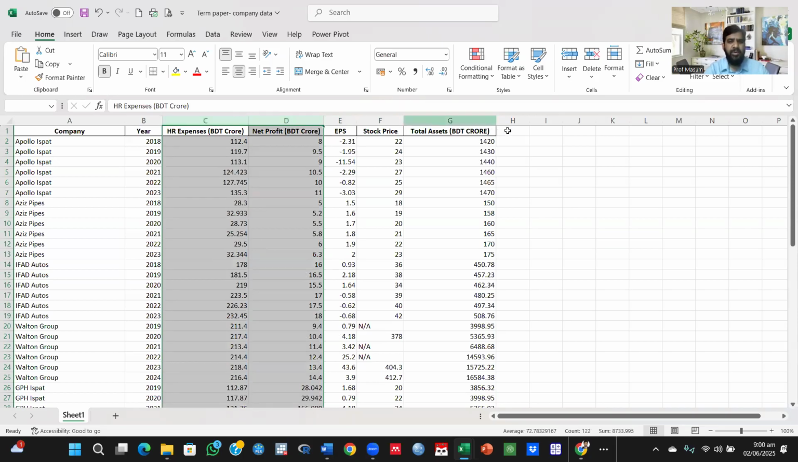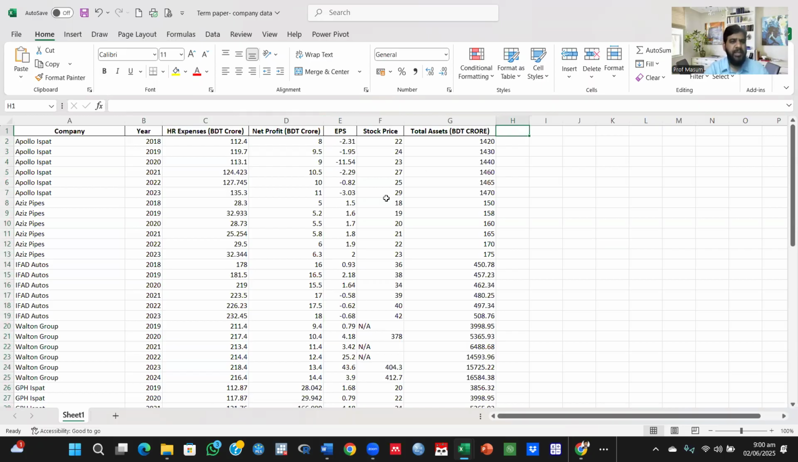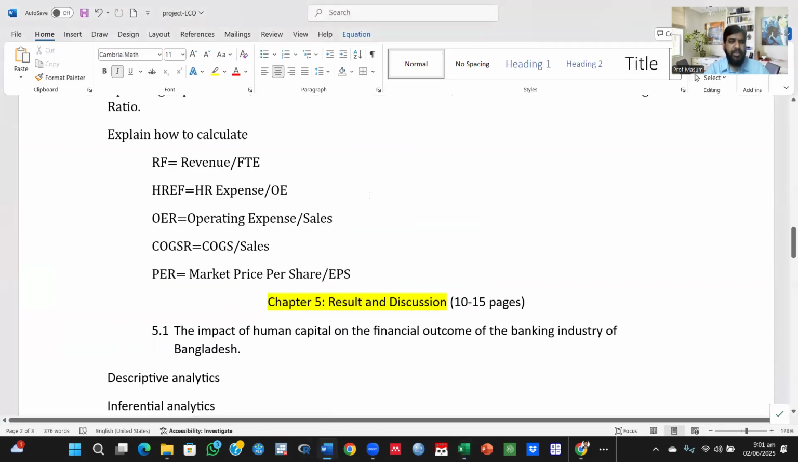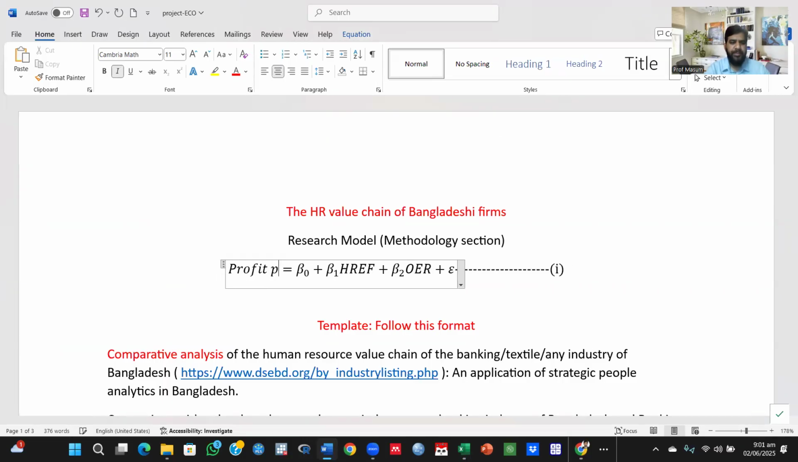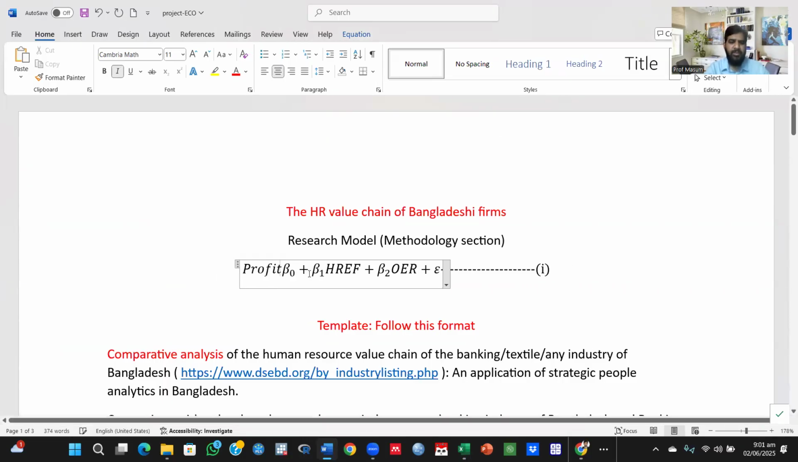And we cannot use number of employees and also other calculations because your data has some limitations. You have to improve your data set. At the moment, we can make relationship between profit and HR expenses. In that case, your model will be profit, not profit per employee. So you must define your variable. All right.